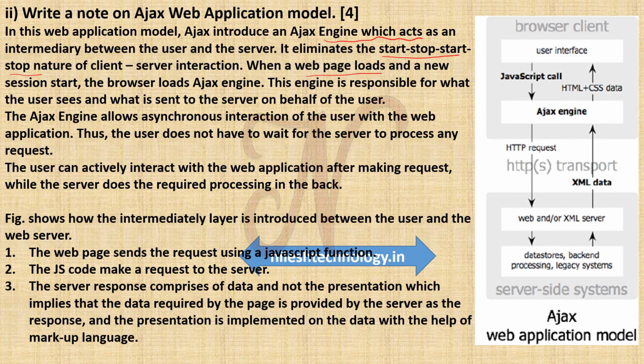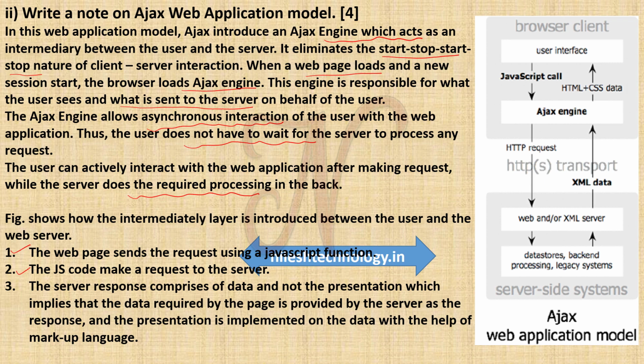So when a web page loads and a new session starts, the browser loads the Ajax engine. The engine is responsible for what the user sees and what is sent to the server on behalf of the user. So the Ajax engine allows asynchronous interaction of the user with the web application. Thus the user does not have to wait for the server to process any request. The user can actively interact with the web application after making a request while the server does the required processing in the background.